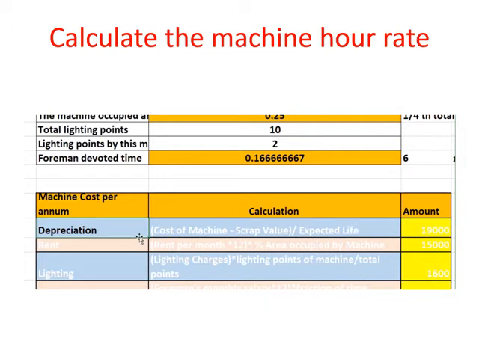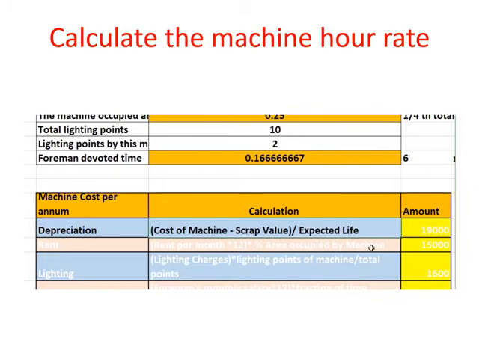Depreciation, in Tamil, is called Teimanam. In your accounts, you will use depreciation because you are using the machine to produce the product. So on usage of that machine, the machine depreciates. The value of the machine decreases year by year. So we will see how to calculate depreciation.